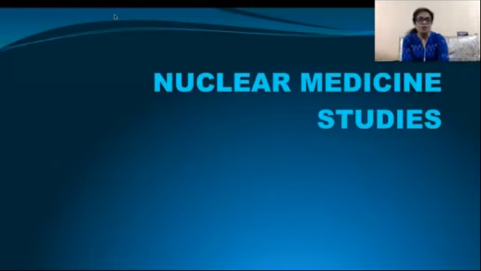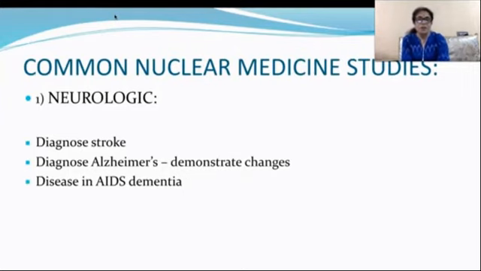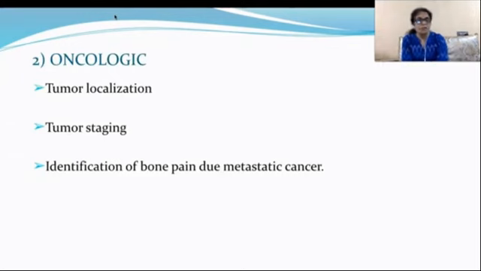So some nuclear medicine studies are neurologic, that is, to diagnose stroke and Alzheimer's. We can see that and demonstrate the changes in the brain. Disease, AIDS dementia. In oncologic studies, tumor localization can be done. Tumor staging can be done. Identification of bone pain due to metastatic cancer.